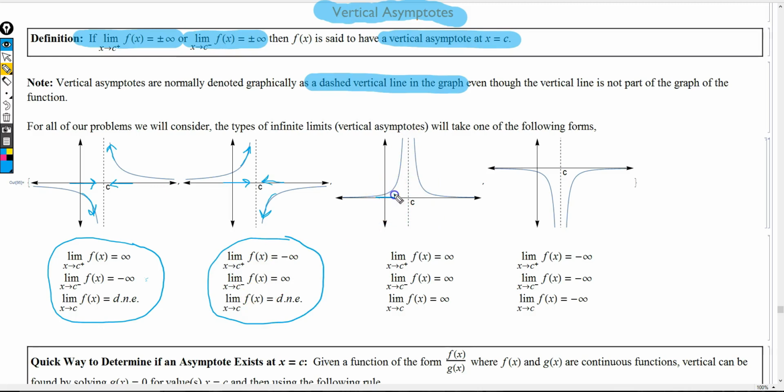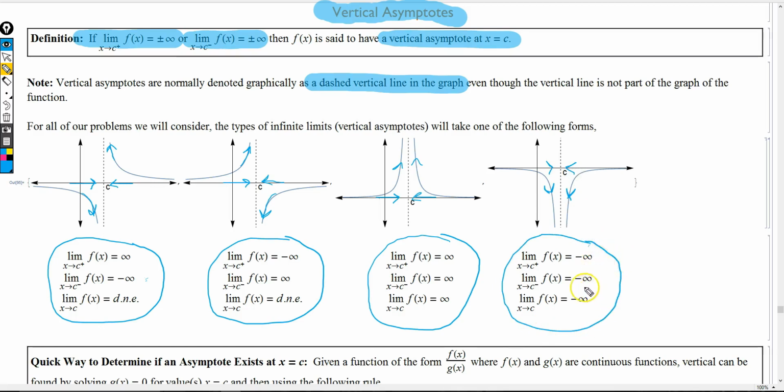As you approach c from the left and the right, the function breaks upward on both sides, in which case your left, right, and full limits all equal infinity. Or the function could break down to negative infinity as x approaches c from the left and the right, in which case your right, left, and full limits are all negative infinity.